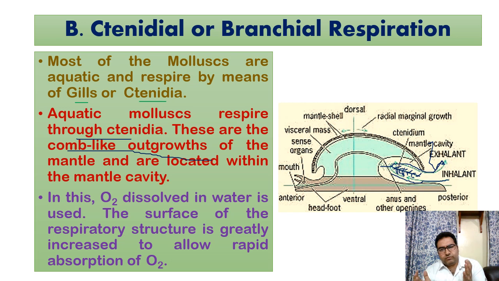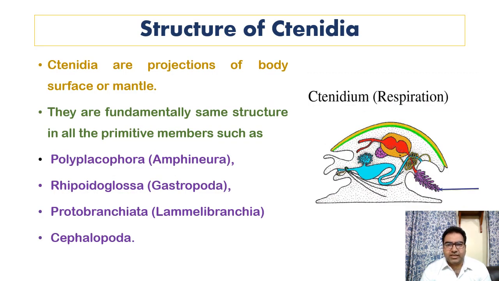So the Ctenidia are paired, symmetrical, ciliated, with two rows of flattened gill filaments arranged on either side of a long flattened axis and traversed by the afferent and the efferent vessels through which this very hemolymph flows. Now, if we talk about the structure of the Ctenidia, Ctenidia are the projections of the body surface or the mantle. This is the representation of the Ctenidia.